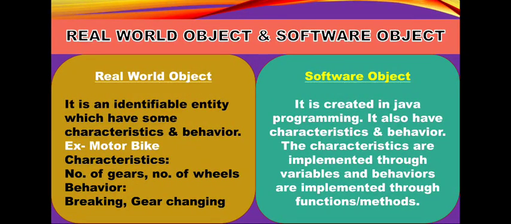Now real world object and software object. A real world object is an identifiable entity which has some characteristics and behavior. Take an example: motorbike. Some of the characteristics are number of gears, number of wheels, etc. Behavior: brake or gear change. Now look at the software object. The software object is created in Java programming. It also has characteristics and behavior, but the characteristics are implemented through variables and behaviors are implemented through functions or methods.